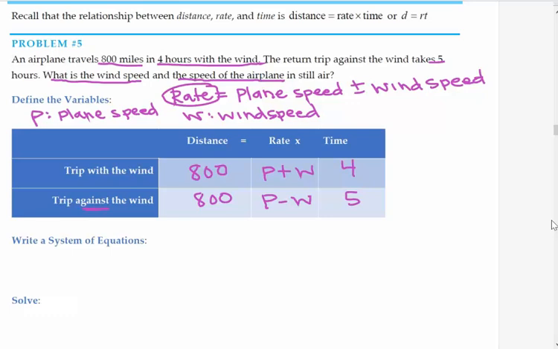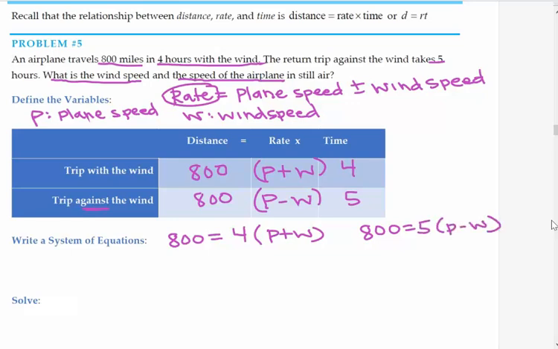Okay, and now I'm going to set this up, distance equals rate times time. That's my two equations here. So let me do that down here. So 800 equals, and these are being multiplied together, but I'm going to write it like this, 4 parentheses P plus W. All right, because this needs to be in parentheses here, but we don't usually put that 4 and 5 after it. And then the other one, 800 equals 5 times P minus W.